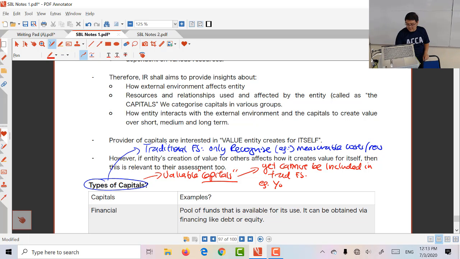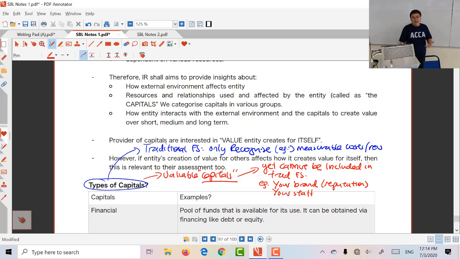Now, for example, your brand, which you cannot recognize because you say it's internally generated goodwill. But to me, reputation is so important. Okay? It can be the thing that really brings you up or brings you down. So why not recognize it? But they can't, because the accounting principle is, you fail the criteria. So your brand or your reputation is so important. Now, your staff is so important, and yet you don't recognize it.